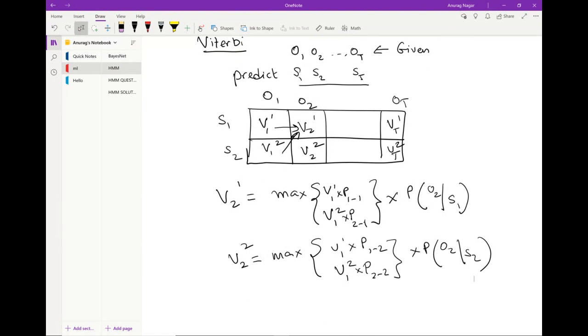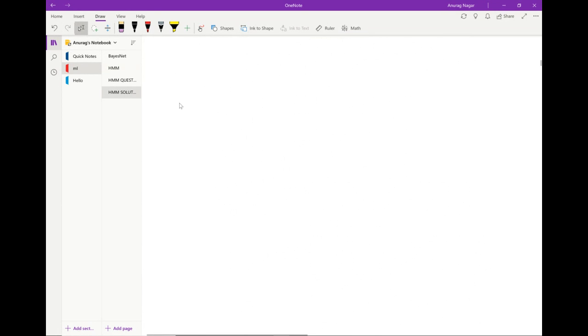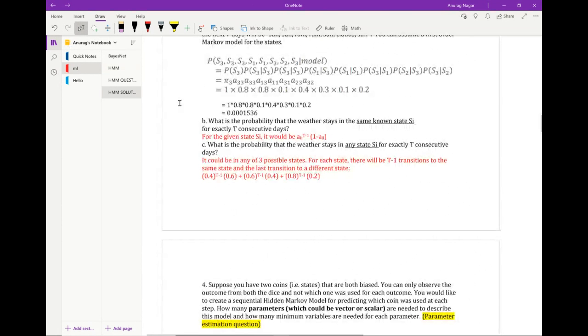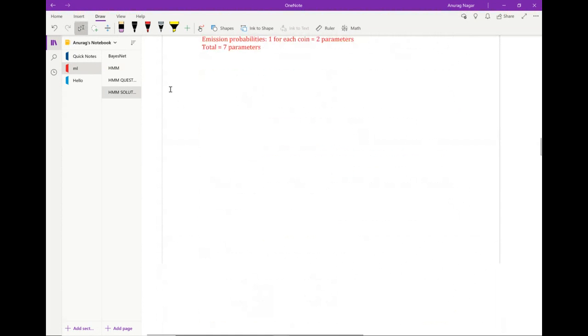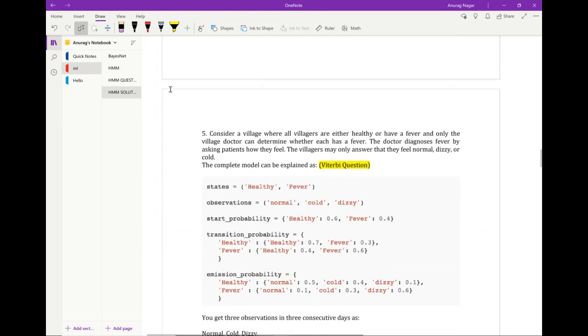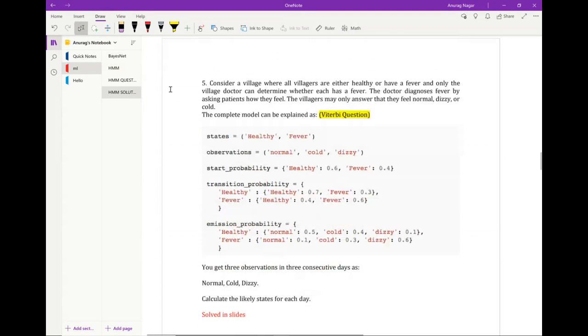In the end, what do you do? Well, the last step is you take the max of this, and then whichever is max, you trace back the steps. Trace back the steps till the beginning. That is the Viterbi algorithm, and when you trace back your steps, it will give you the most likely value at each stage or each timestamp. Let's go ahead and look at an example of this question.